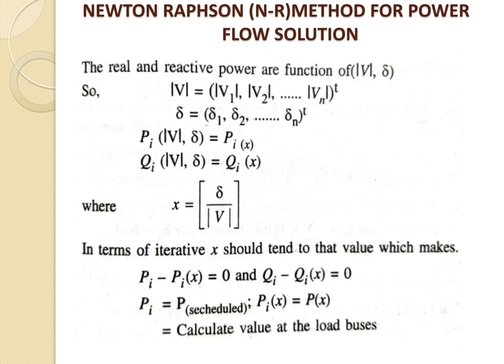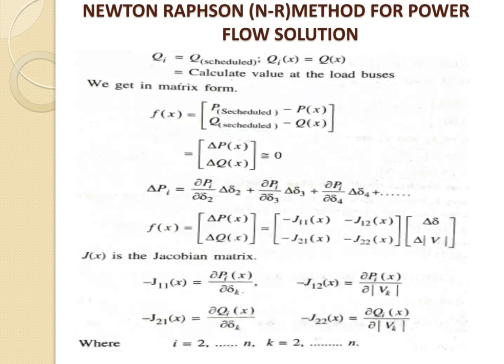So in short, we will write Pi equal to P schedule, then PIX equal to PX, that is equal to the calculated value at the load buses. Now we get the equation in terms of matrix form. So we will write the reactive power equation, Q equal to Q schedule, and in the same way QIX is equal to QX. So this is the value of active power and reactive power that we have written over here.